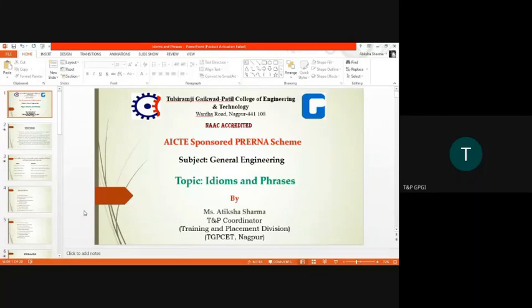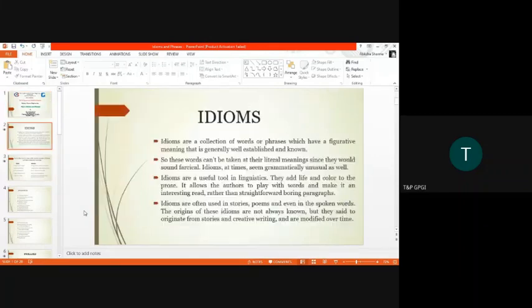I'm Professor Atksha Sharma. So far, we have covered the parts of speech, that is, verb, noun, adjective, adverb, pronoun, preposition, conjunction, and interjection. Today, I've got another very interesting topic for you all, that is phrases and idioms. I hope you'll all enjoy today's lesson as well. Let's get started with the idioms.